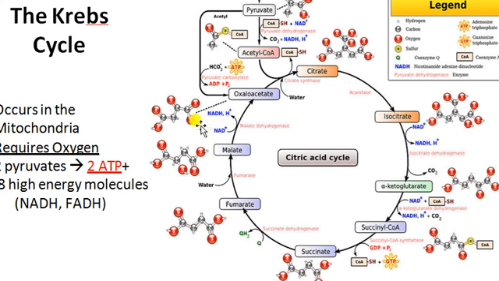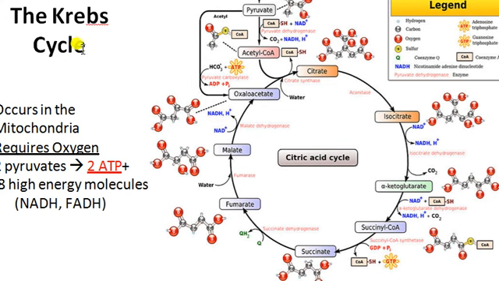So how many NADH are formed here in the citric acid cycle? 1, 2, 3. Between the pyruvate and the citric acid cycle, 1. So the total here is 4. Also, one FADH2 is formed here. This is the citric acid cycle.